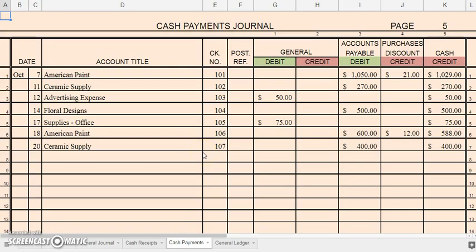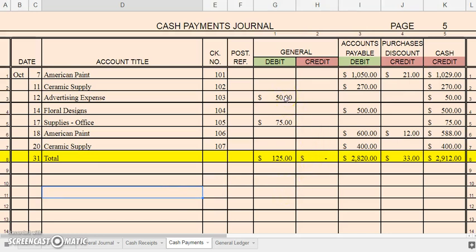So the cash payments journal, for the most part, is exactly like the other ones. So I'm going to total this again. And just like I said before, I'm going to make sure to include every single cell when I do my equation. Drag this across to get all my totals. I'm going to highlight it in yellow. I just kind of like doing that. If you don't like to do that, you don't have to.